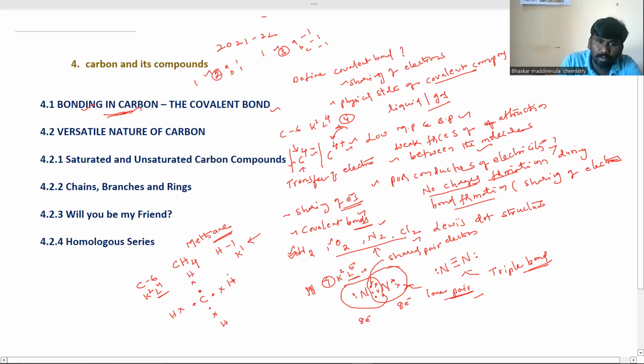So here also, the bond is formed by the sharing of electrons. Carbon shared 4 electrons with 4 hydrogens. By that, carbon attains an octet configuration, and each hydrogen also acquires a doublet configuration. Each hydrogen got 2 electrons. That is what you call the doublet configuration.